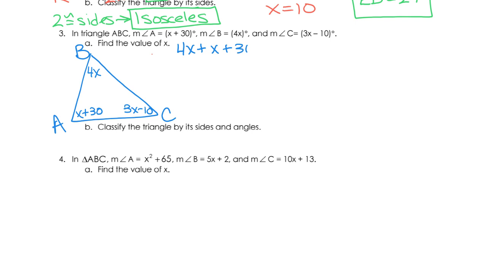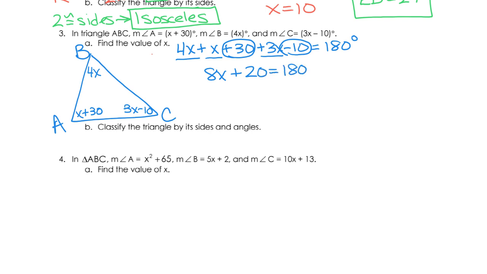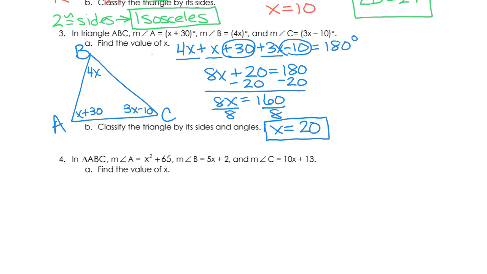So we're going to take our three angles. We're going to add them all together. And that sum should equal 180 degrees. So we have 4x plus 3x, which is a grand total of 8x. We have a positive 30 minus 10, which is positive 20, equal to 180 degrees. We're going to go ahead and subtract 20. And we end up with 8x is equal to 160. And we're going to divide by 8. And x will come out to equal 20. Okay, and that's all part A wanted to know, was find the value of x. So that one's finished.